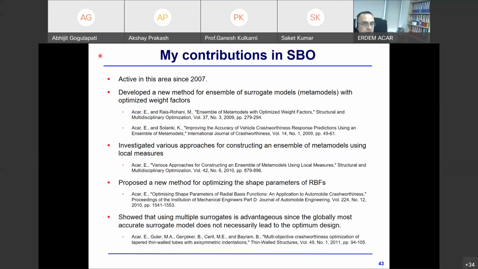I have been active in this area since 2007. I developed a new method for ensemble of surrogate models with optimized weight factors. I also investigated various approaches for constructing ensemble of metamodels using local measures. I proposed a new method for optimizing the shape parameters of radial basis functions, and I also showed that using multiple surrogates is advantageous since the globally most accurate surrogate model does not necessarily lead to the optimum design.